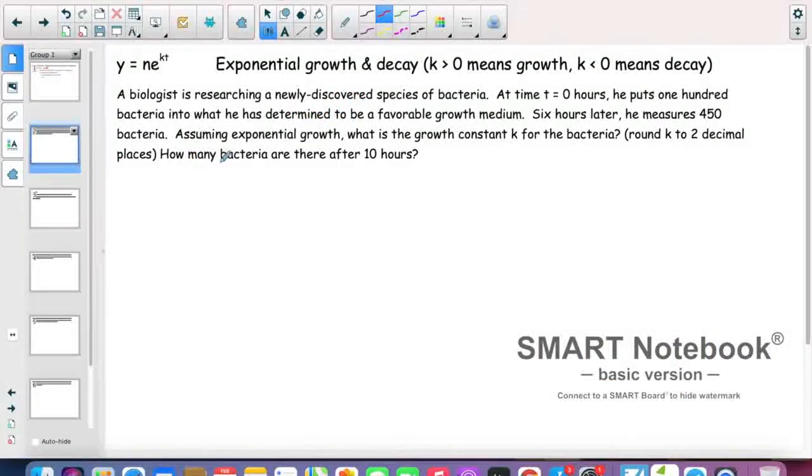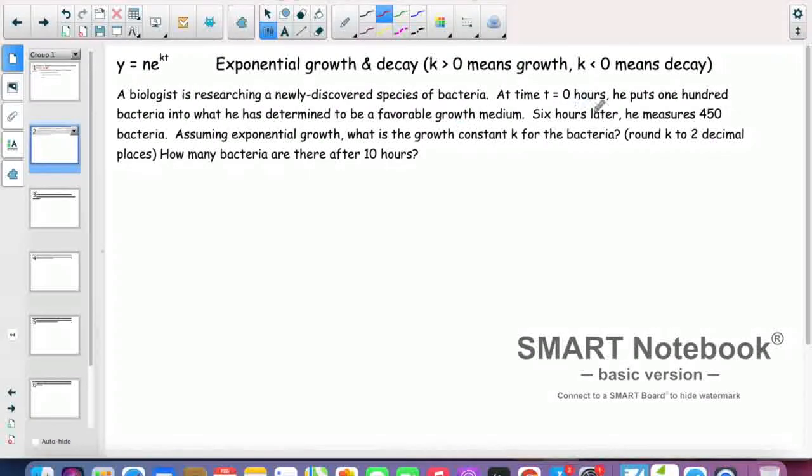So in the first problem, it says, a biologist is researching a newly discovered species of bacteria. At t equals 0 hours, he puts 100 bacteria into what he has determined to be a favorable growth medium. 6 hours later, he measured 450 bacteria. Assuming exponential growth, what is the growth constant k for the bacteria? Round k to 2 decimal places. How many bacteria are there after 10 hours?